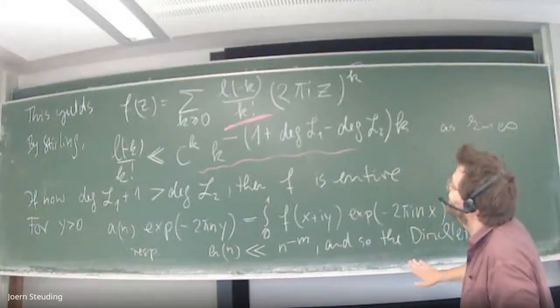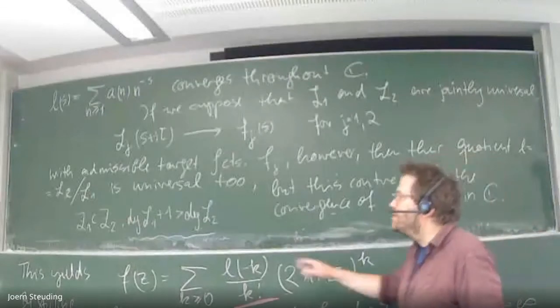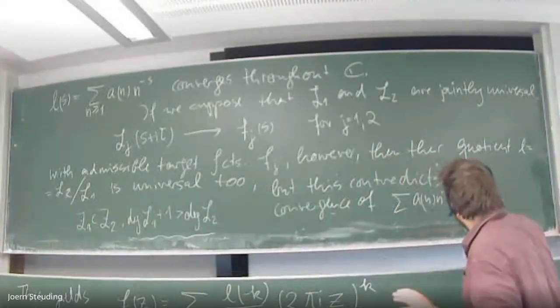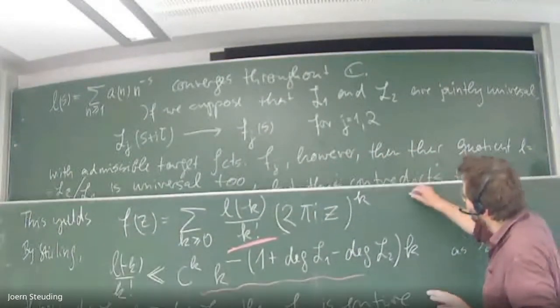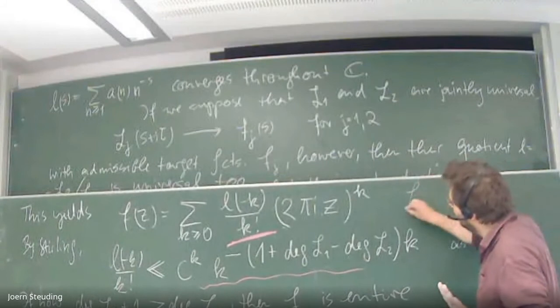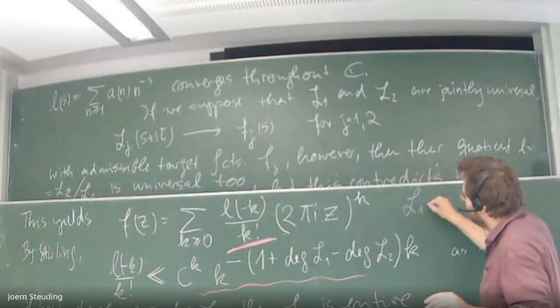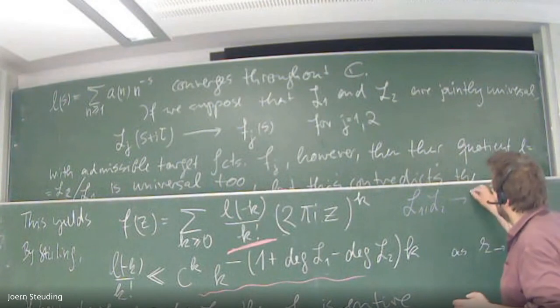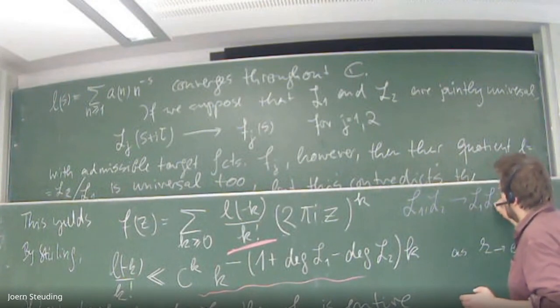What is Srinivas using? Which kind of argument? There is no restriction about the degree. Actually, he's working in a different way. He also takes two functions, L1 and L2, and then he's not considering the quotient. He's considering the product of them.